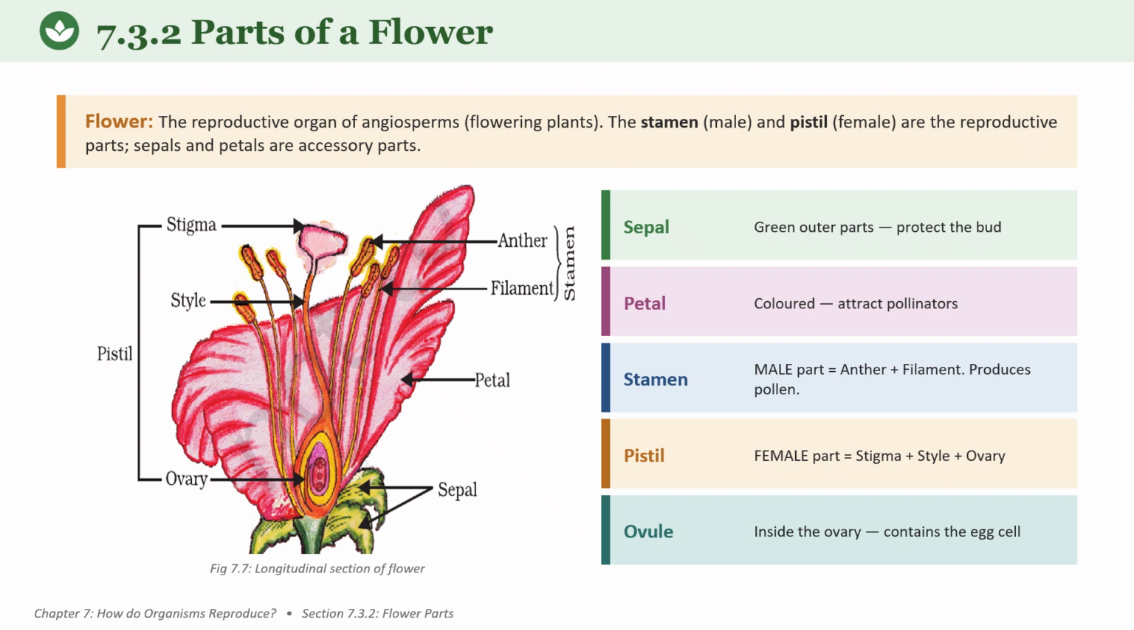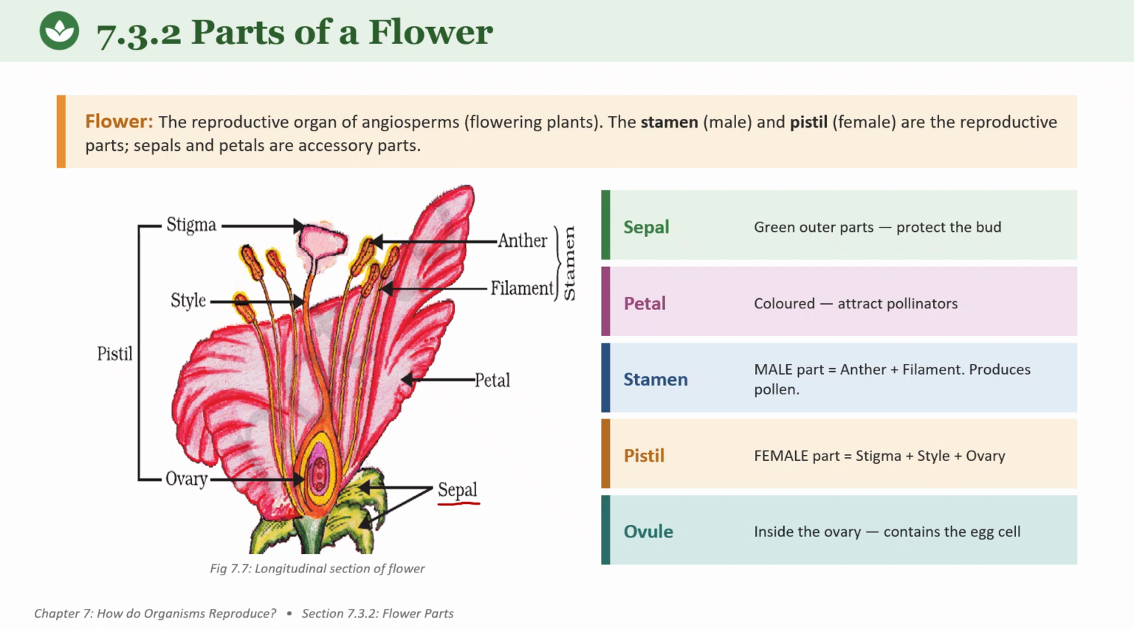What is the sepal? What is its function? Sepals are the green outer structure. Can you see the sepal here, children? They are the green outer structure, and they protect the flower bud. Sepals cover the unopened rose bud or any kind of floral bud.